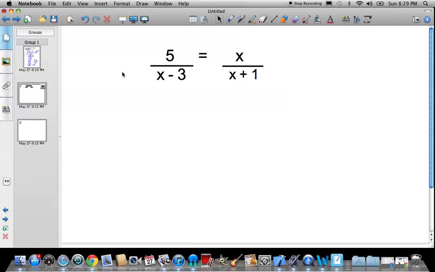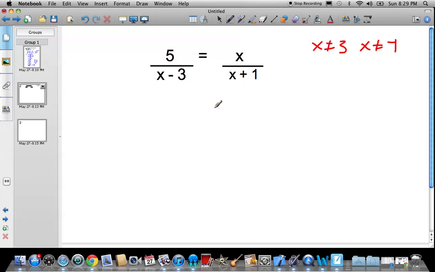So you've got 5 divided by x minus 3 is equal to x divided by x plus 1. There's actually a couple restrictions here that we should note. x cannot be 3, because if you have 3 subtract 3, you'd have 0. And x cannot be negative 1. Chances are that won't be the case, but you never know. So it's always a good idea to check at the end or just keep it in mind at the beginning.